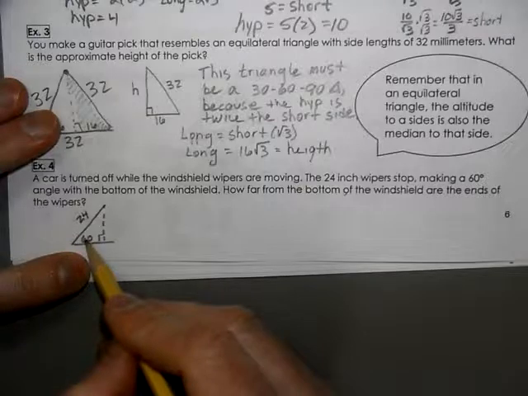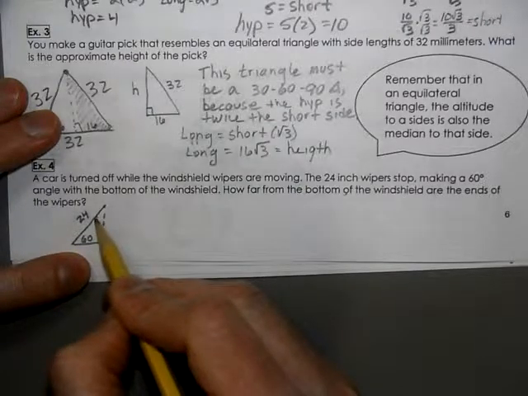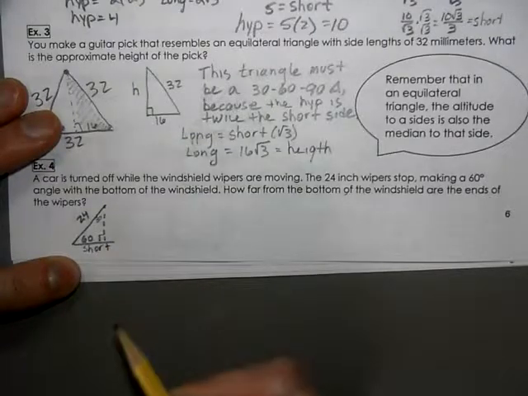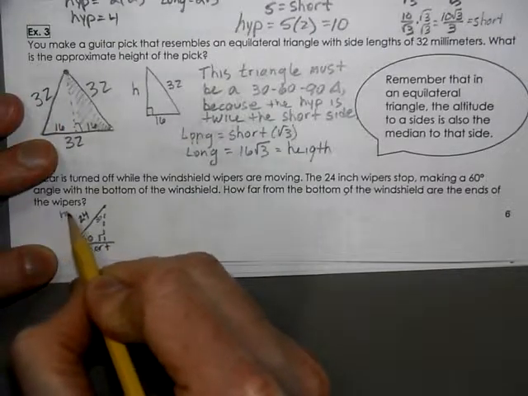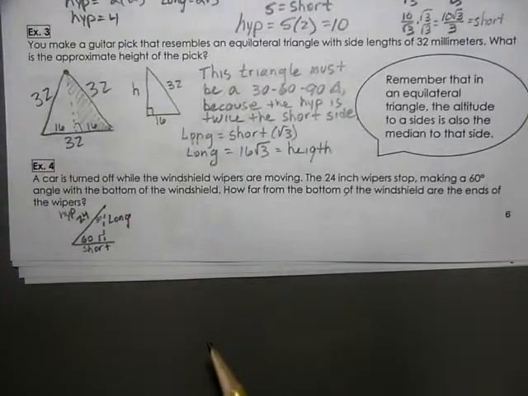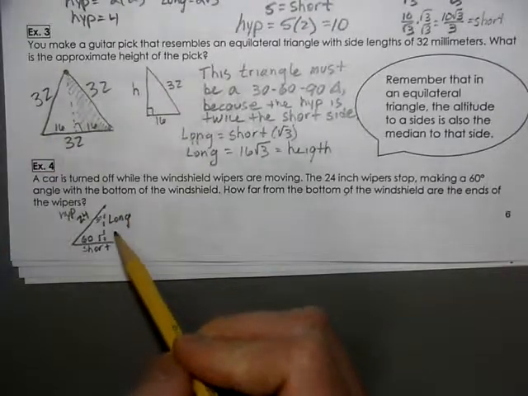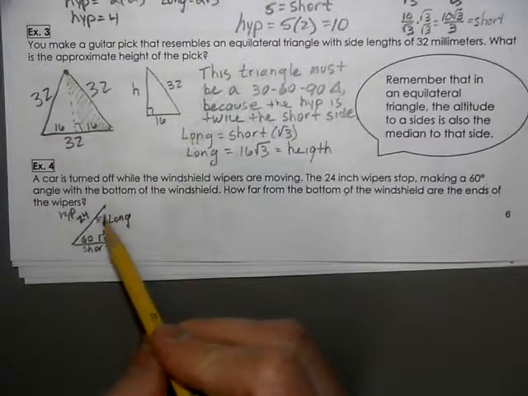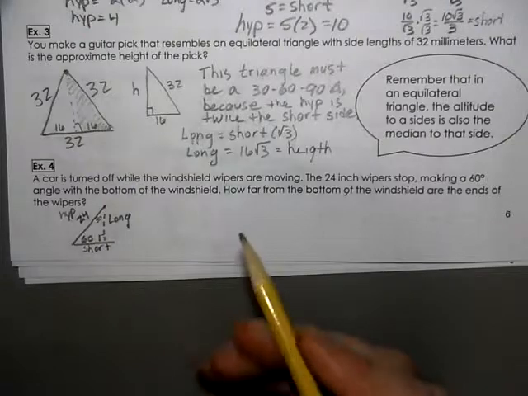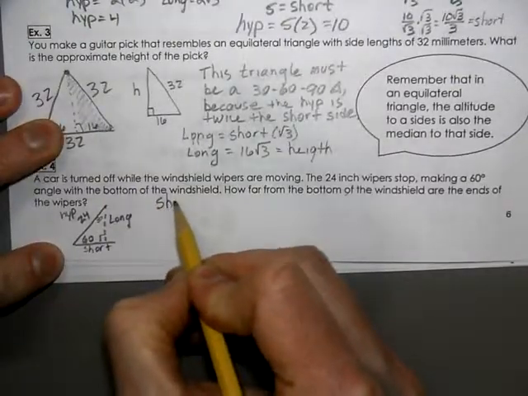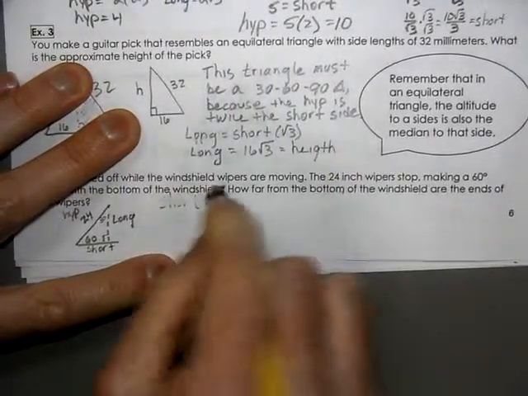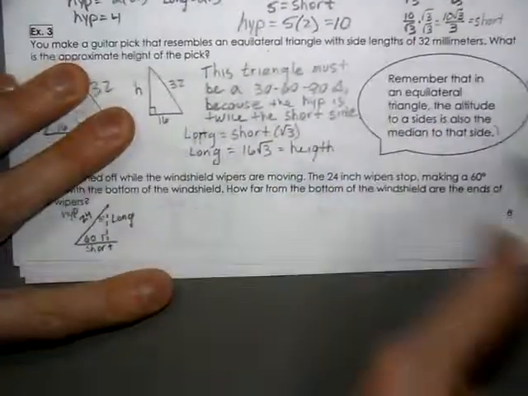Well, if this is a 60-degree angle, this one has to be 30, which makes this the short side, this the hypotenuse, and this the long side. So I'm supposed to figure out the long side. I can't go from the hypotenuse to the long side. I have to go through the short side first. So the short side, well, let's do this straight.